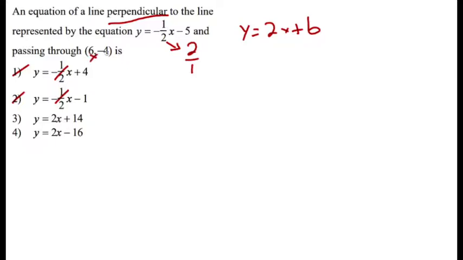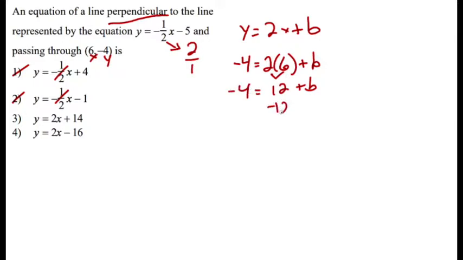And we look over here, the 6 is our x, the -4 is our y, and we'll just plug them into the equation. -4 for y equals 2 times 6 for x plus b. 2 times 6 is 12. And then you subtract 12 on both sides, and you end up with b equals -16. So the y-intercept here is -16, and our answer is 4.